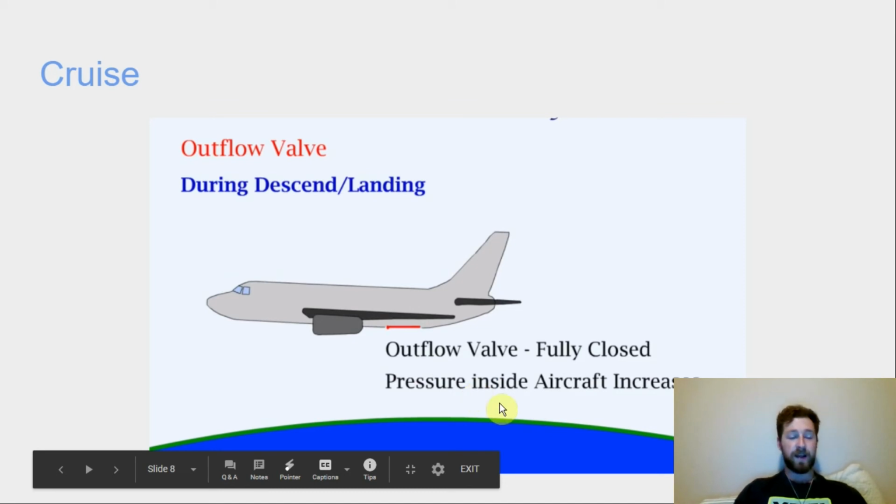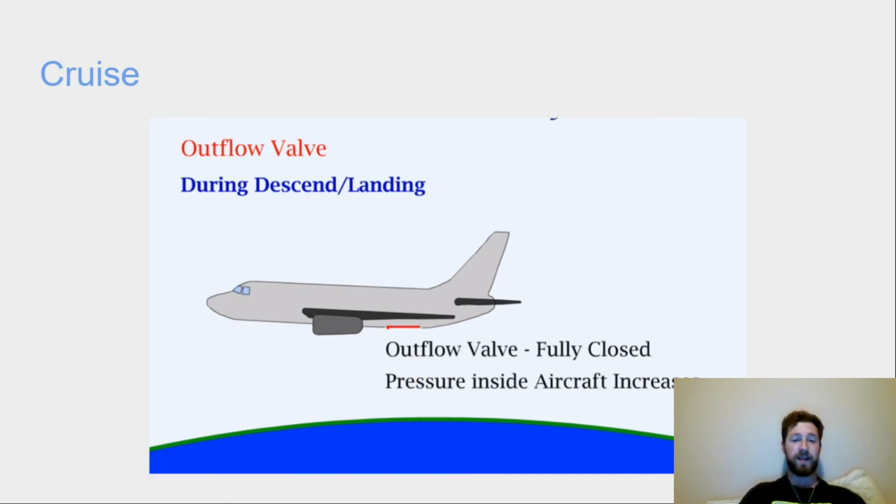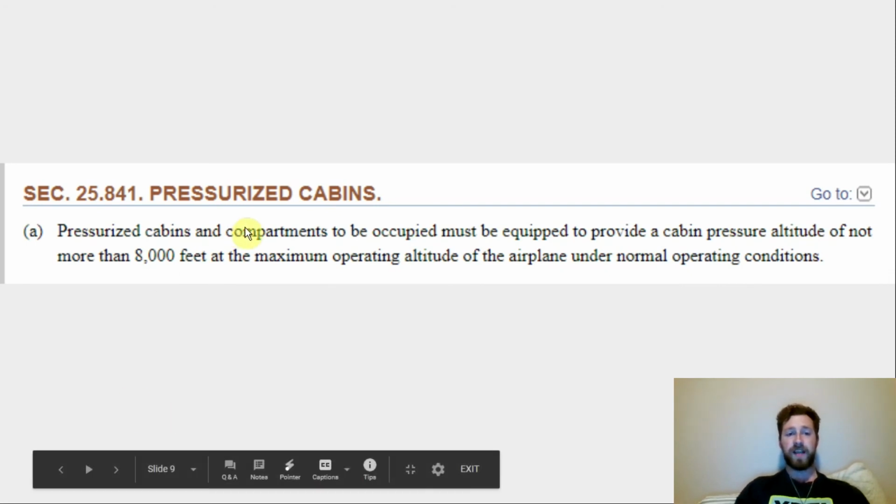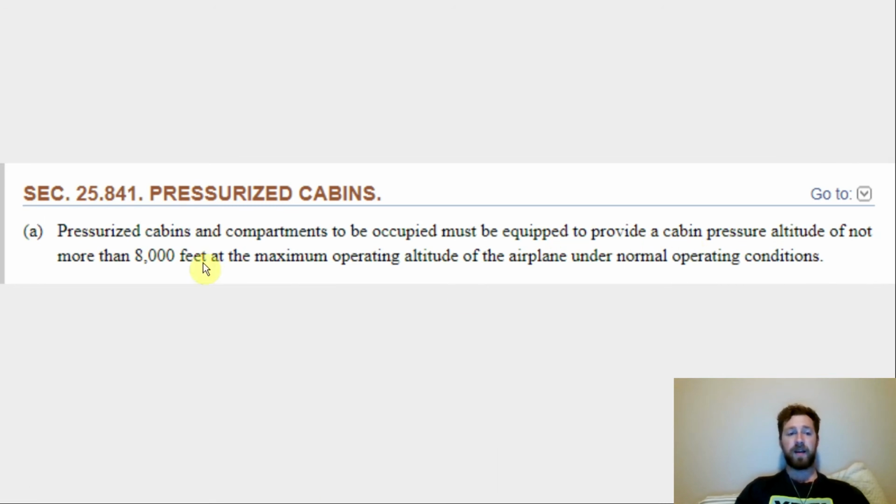And again, once we get to a cabin pressure of 8,000 feet, the system will maintain that inside pressure as the climb is continued. And we can see that by FAR 25.841: Pressurized cabins and compartments to be occupied must be equipped to not be more than 8,000 feet at the maximum operating altitude. So that means that while we're inside of the aircraft, it can't feel like it's more than 8,000 feet up there.